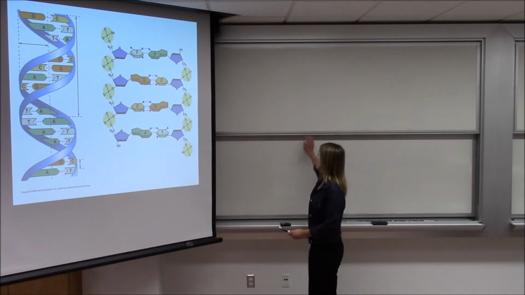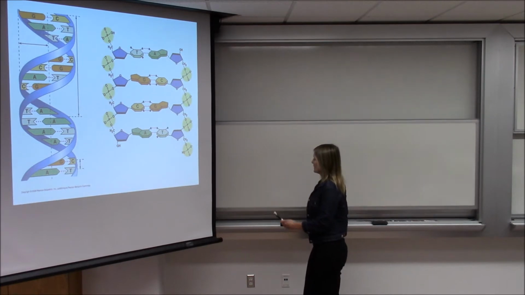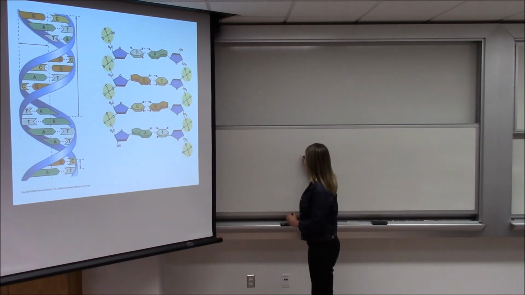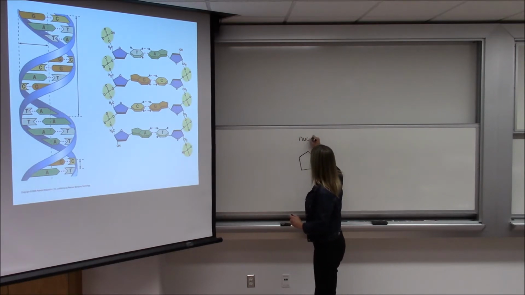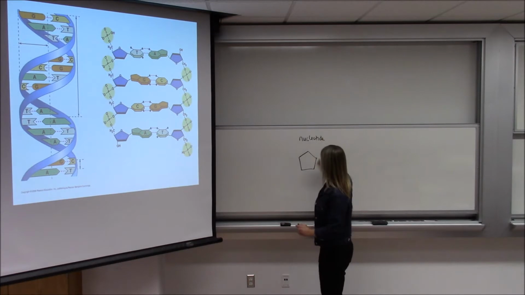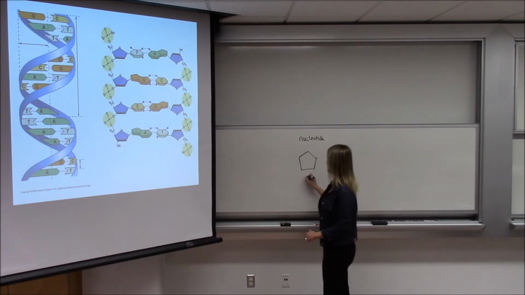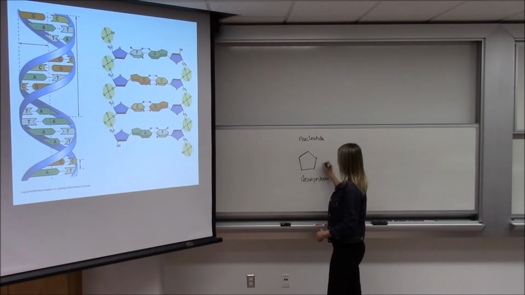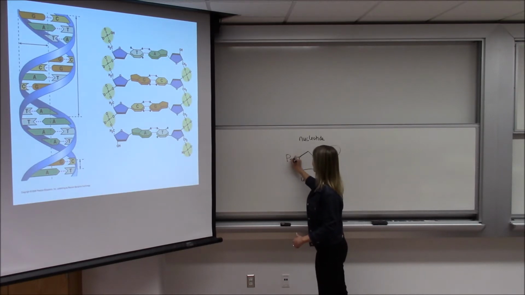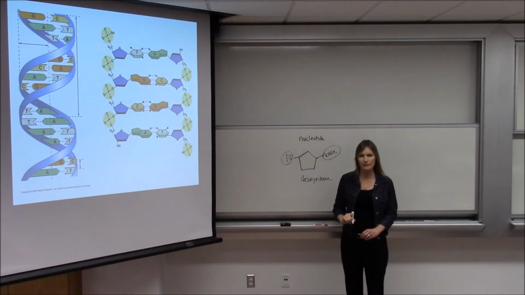Remember that DNA is a polynucleotide, so it is a string of nucleotides. And here's the basic nucleotide structure. Remember that it's a pentose sugar, and in this case we're talking about DNA, so our pentose sugar is deoxyribose. There's a base and a phosphate group. Then these string together to make a polynucleotide.